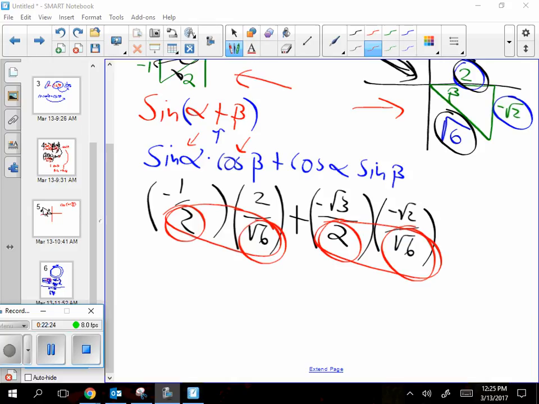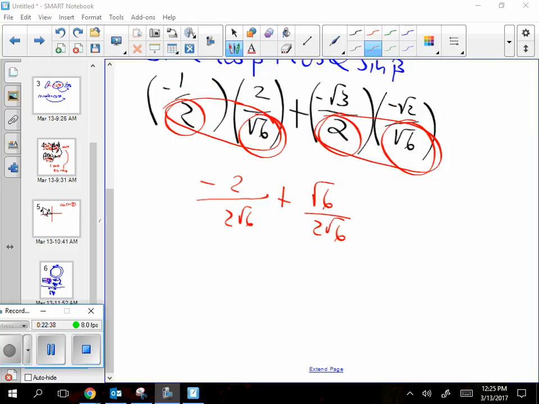So anyway, then this is negative 2 over 2 root 6 plus, I guess you could say negative times negative makes positive, root 6 over 2 root 6. Now, I know you could cancel those root 6's right there, but you don't really want to because you want to use the common denominator thing. So since I have a common denominator of 2 root 6, let's leave it that way. And on the top, we can put negative 2 plus root 6. And there is your final answer.